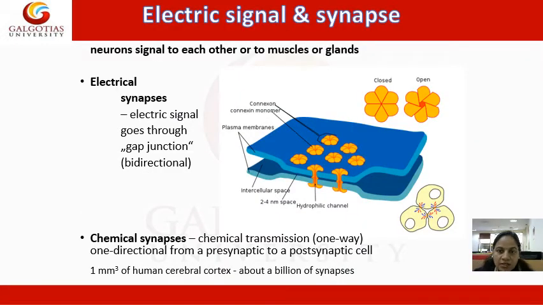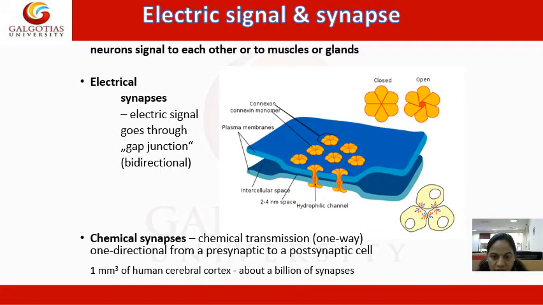The electric signal and the synapse, the neuron signal will be passing from one end of the dendrites to the other end of the axon. That means the neuron signal is passing from one neuron to another, or to the muscle, or towards the gland. Electrical synapses, electric signal goes through the gap junction, or bidirectional. So you can see here, diagrammatically I have tried to show you.